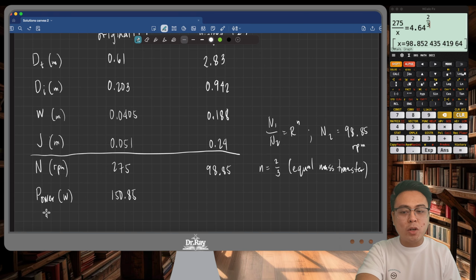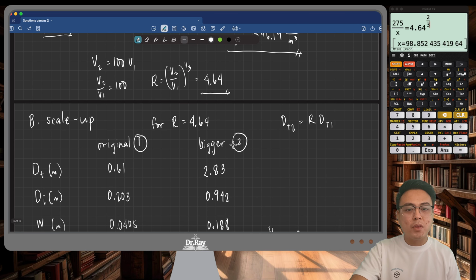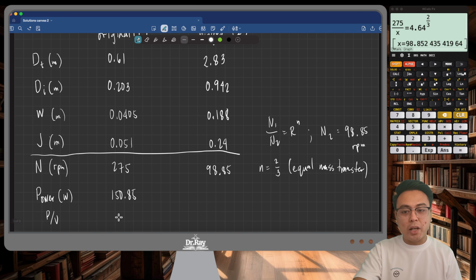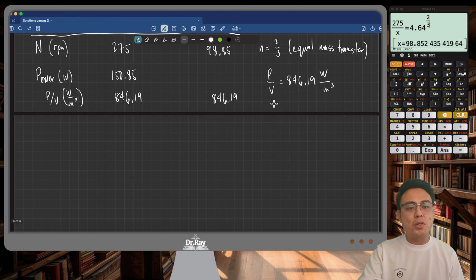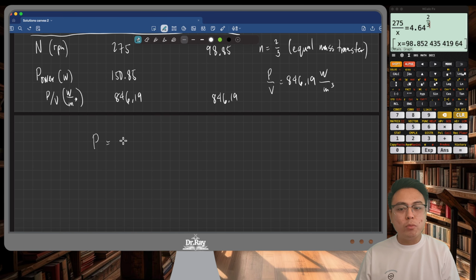Therefore, in the original agitator, the power per unit volume is 846.19 watts per cubic meter. In your new agitator, it has to stay the same, 846.19, because that is our case for equal mass transfer, right? So in that case, the power per unit volume is 846.19 watts per cubic meter. What's only going to change now is your total volume because your tank is now bigger. The new power would be the power per unit volume, 846.19 watts per cubic meter, multiplied by the new volume.